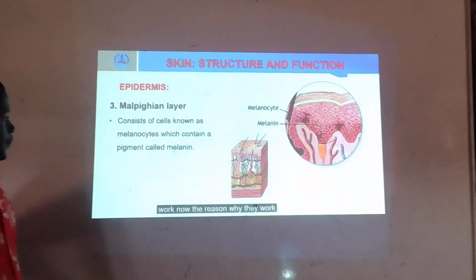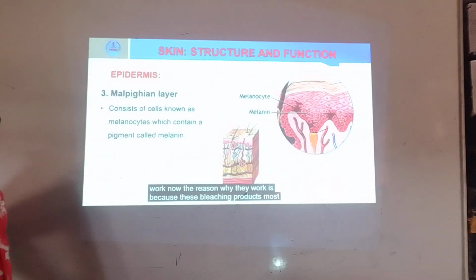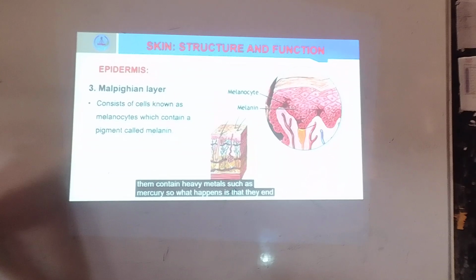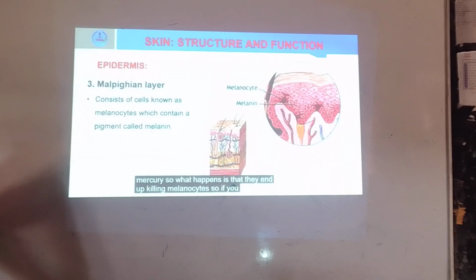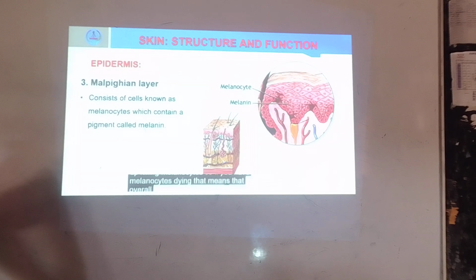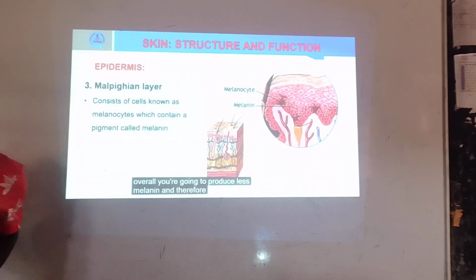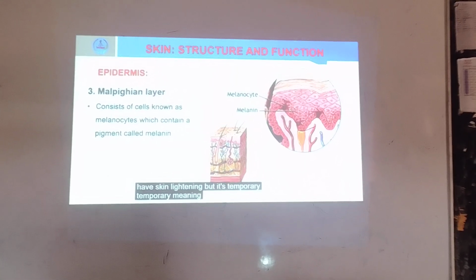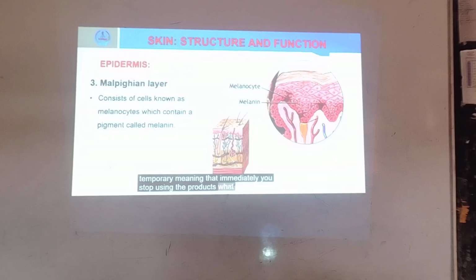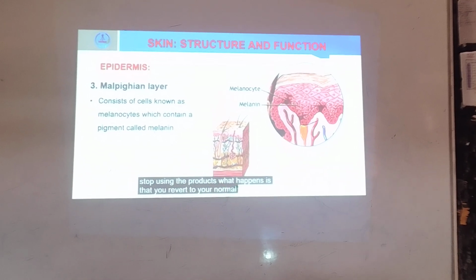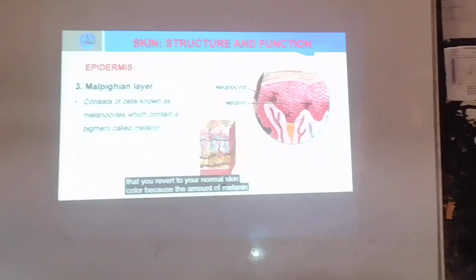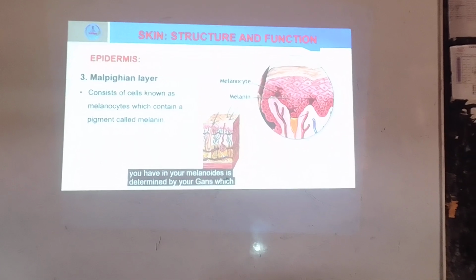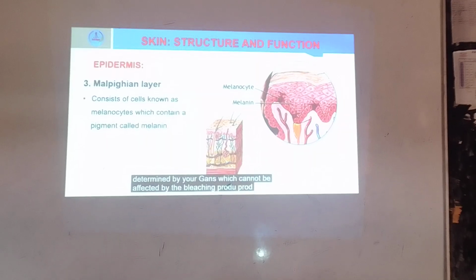These bleaching products, most of them contain heavy metals such as mercury. So what happens is that they end up killing melanocytes. If you have melanocytes dying, that means that overall you're going to produce less melanin and therefore you're going to have lighter skin. But it's temporary. Temporary meaning that immediately you stop using the products, you revert to your normal skin color, because the amount of melanin that you have in your melanocytes is determined by your genes, which cannot be affected by the bleaching products. So it's temporary.